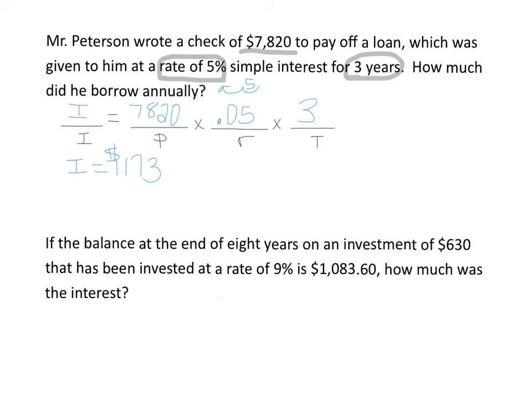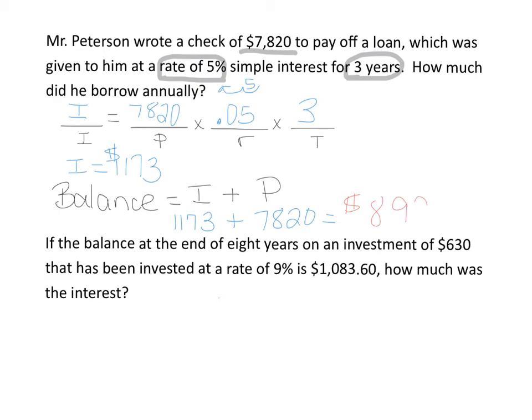To find out how much he borrowed, we have to find something called the balance, meaning how much is in the account. To find balance, we add interest plus principal. So in this case, we add the 1,173 plus the 7,820, and we end up with a total of $8,993 was borrowed.